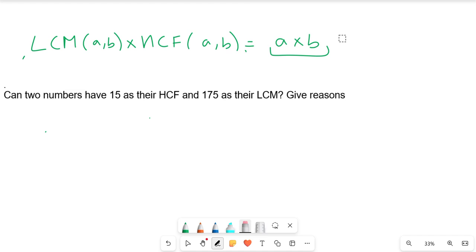Your LCM should always be divisible by HCF, because HCF is made of the factors with the lowest power and LCM is made of the factors with the higher powers. Now if this question comes, definitely 175 is not divisible by 15. Also please actually divide it. At a glance it looks like 175 is divisible by 15 because 75 is divisible. So you actually check, 175 is not divisible by 15. So no two numbers can have 15 as HCF and 175 as LCM.